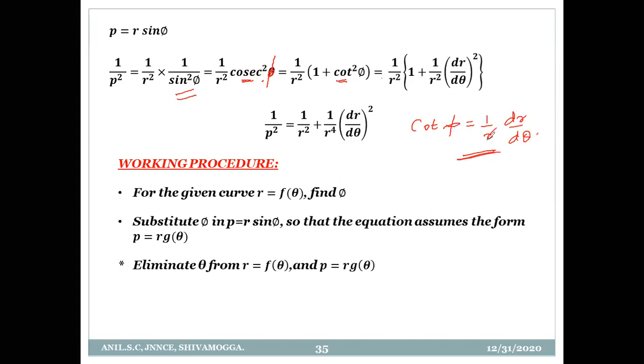Cot phi is equal to 1 by r into dr by d theta. Therefore, cot square phi is equal to 1 by r square into dr by d theta whole square. That is substituted here. Therefore, 1 by p square is equal to 1 by r square plus 1 by r square into 1 by r square, that is 1 over r power 4 into dr by d theta whole square. Clearly, this expression is expressed in terms of p and r. Therefore, this is a pedal equation.